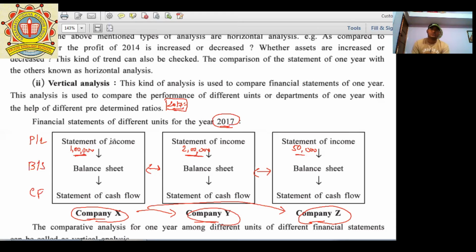So if I am company X, I want to compare with company Y and company Z. So I can say that company Y's performance is better than me, my performance is better than company Z's performance. Okay, so it is for P&L. Same way, we can compare with the balance sheet as well as cash flow statement.